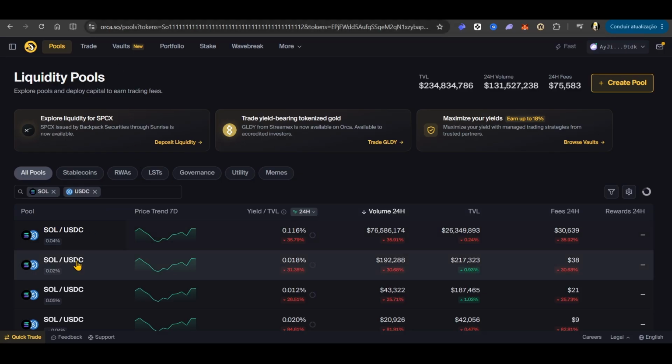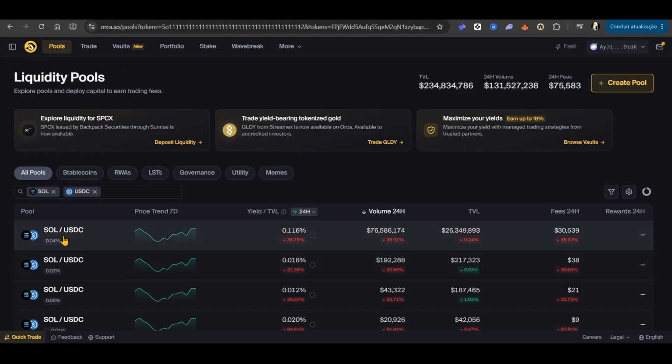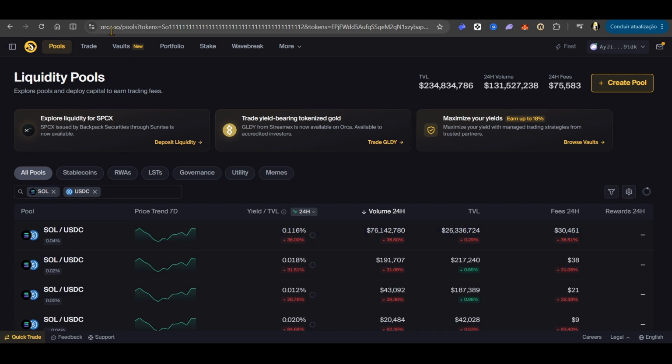So this is the real website. You're not getting phished for something else. Never go on Google and try to search for DeFi protocols, okay? Because the search results can be manipulated and they can be showing you some other website that looks like Orca, but it isn't. So make sure you are on orca.so.